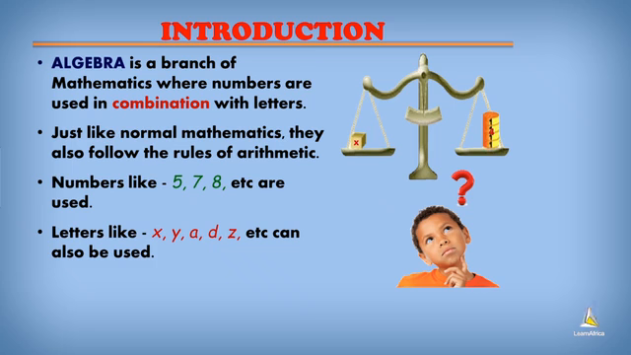Now, by way of introduction, algebra is a branch of mathematics where we use letters and numbers. Algebra is a branch of mathematics where numbers are used in combination with letters. Just like normal arithmetic, the rules that guide us in arithmetic also apply here in algebra. In algebra, we use numbers, for example 5, 7, 8, and so on. We also have letters. You can use any letter of the alphabet, such as X, Y, A, D, Z, and so on.